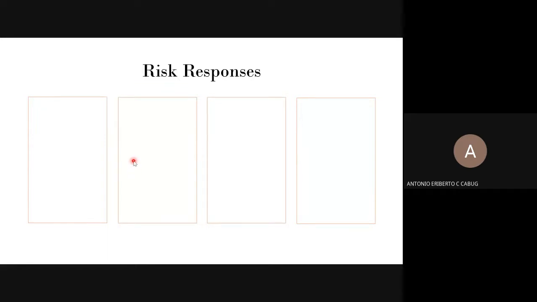Possible responses in managing risk. Number one, we can avoid the risk. In avoiding the risk, you exit the activity. Example, meron kang product line na questionable yung components niya, yung safety niya. Meron kang produkto na questionable yung health and safety niya. What you can do is to drop the product line, exit the activity. If the risk is so much, you may decide to exit the activity. You call that risk avoidance. If it is too much.